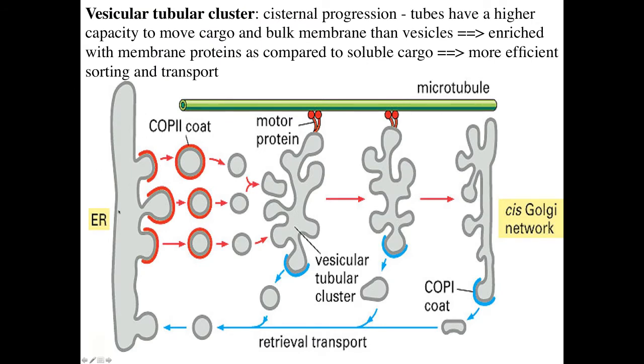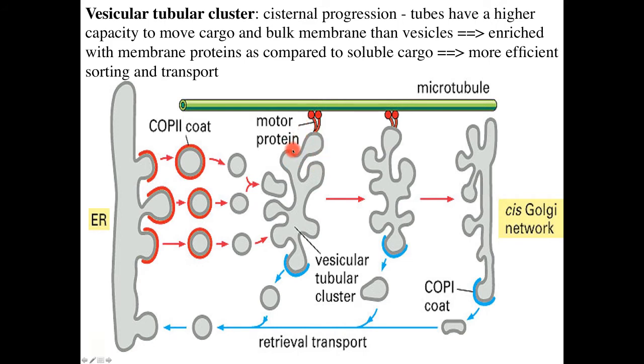This is an example of movement of vesicles from the ER to the Golgi along microtubules, and we'll talk about this in just a second, but first I would like to highlight this concept of a vesicular tubular cluster, and I'm kind of tracing that right now with my pointer, this vesicular tubular cluster.